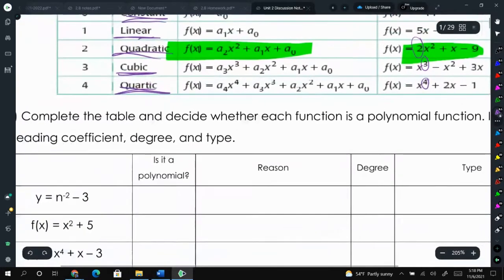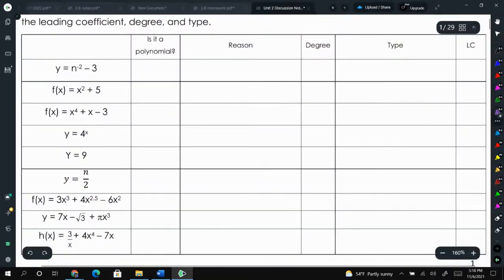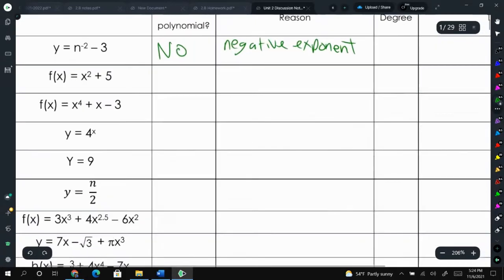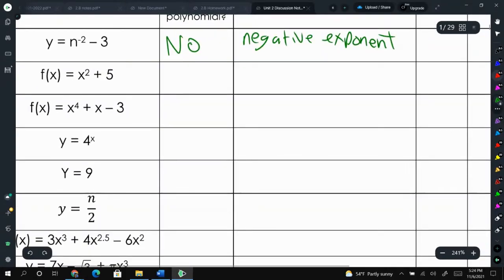So let's go down here and look at these functions, and we're going to determine if it's a polynomial or not, why or why not, and then if it is a polynomial, we're going to give the degree, the type, and the leading coefficient. All right, so if we look down here, we have y equals n to the negative second power minus 3. And if n is our variable, this is not a polynomial because we have a negative exponent with a variable. So we can't figure out the degree or anything like that.